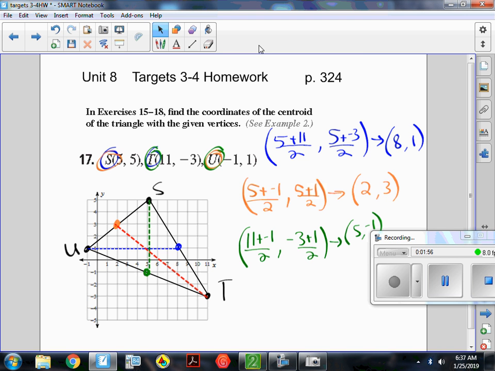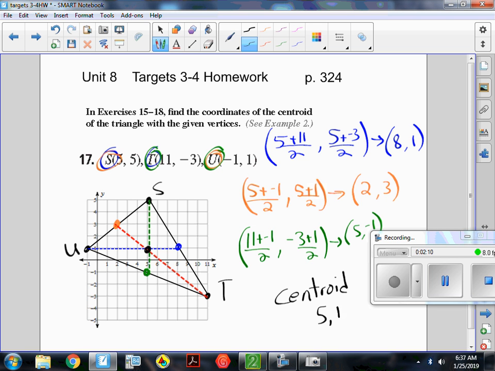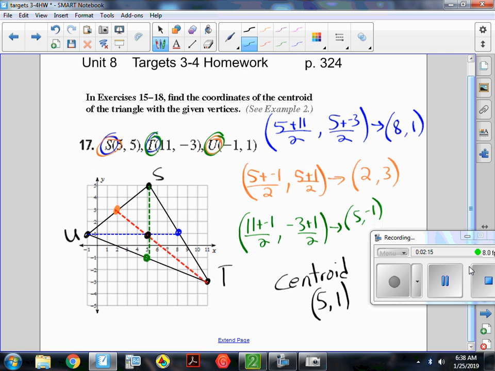Okay, so it looks like the intersection is at about 5, 1. My graph's a little bit off in some spots, but I think the centroid is at 5, 1. And then we will check that using another strategy.